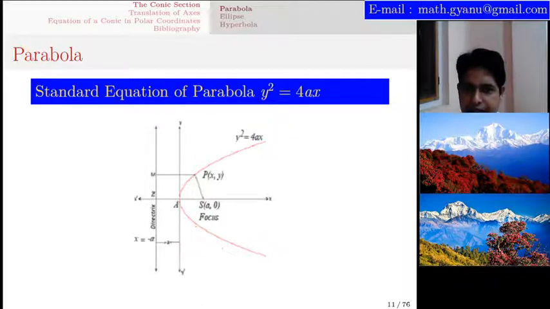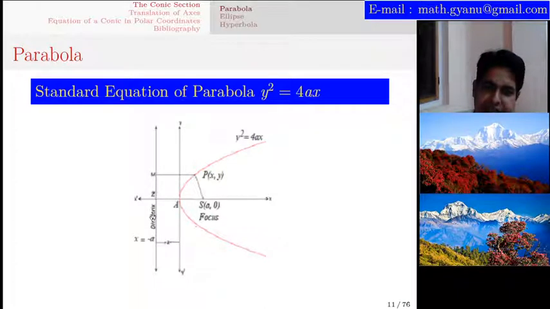To derive the standard equation of parabola, we locate the vertex at the intersection of axes at the origin. The coordinate of A will be (0, 0), and the fixed point lies on the x-axis. The fixed point S (a, 0) is called the focus, and there is also a fixed line called the directrix. Here MZ is the line of the directrix, and the equation of this line will be x equal to minus a. Why?